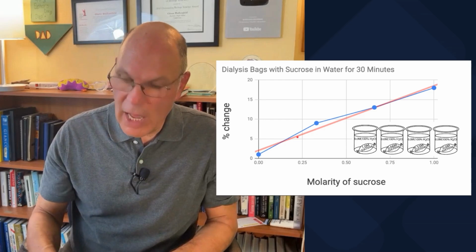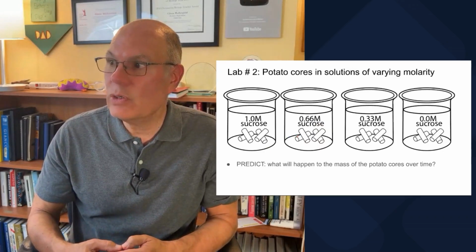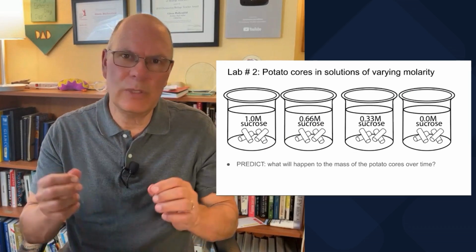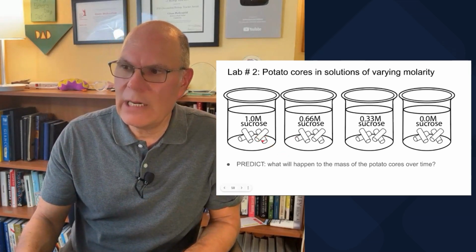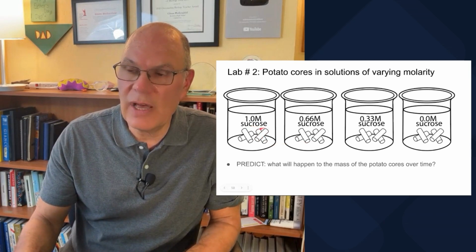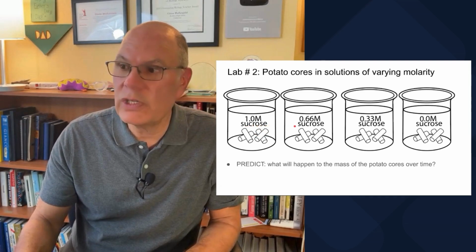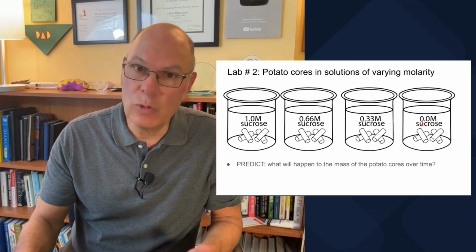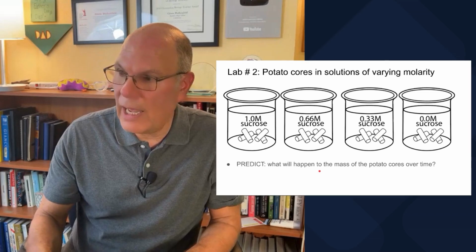That's what happens. Another variation on this lab takes potato cores in solutions of varying molarity. So you take potatoes, you use what's called a potato core. It's a cute little device, and you wind up with these little potato cores. And then what you do is you mass them, and then you put them in solutions of varying molarity. So here's 1.0 molar sucrose, here's 0.66, here's 0.33, and here's 0 molar sucrose, which would just be water. So predict what will happen to the mass of the potato cores over time.